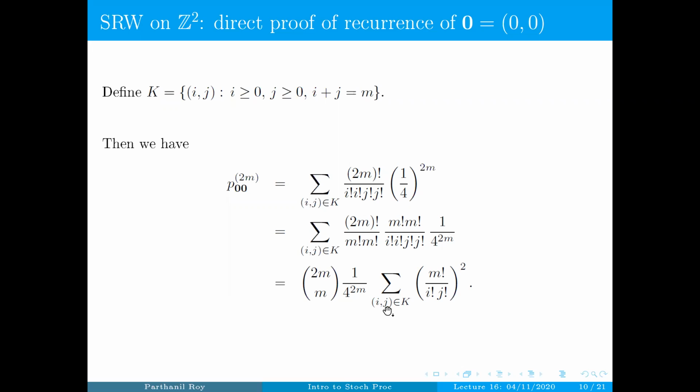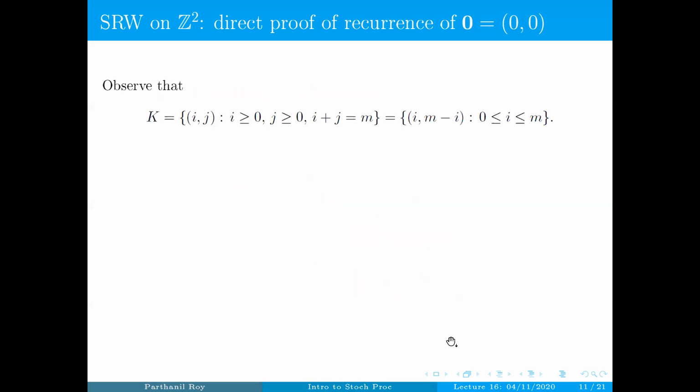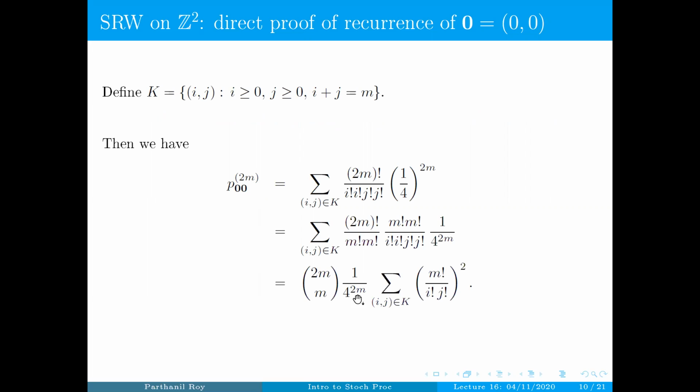Then we'll have a sum over all possible (i, j) in K of m factorial over i factorial j factorial, squared. We can have this sum here. So what we have shown essentially is that this P_00 of 2m can be written as this.